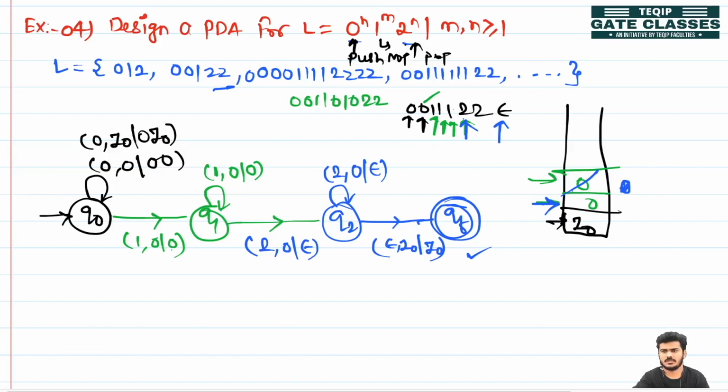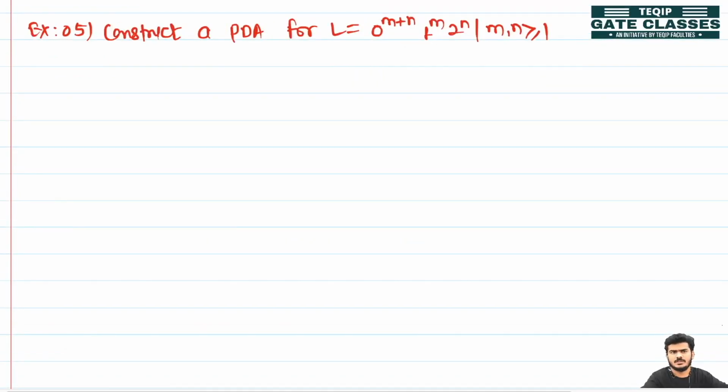Let's move to another example. So this is the example. We have to construct a PDA for the language 0 to the power n plus n, 1 to the power n, 2 to the power n, where n is greater than or equal to 0.